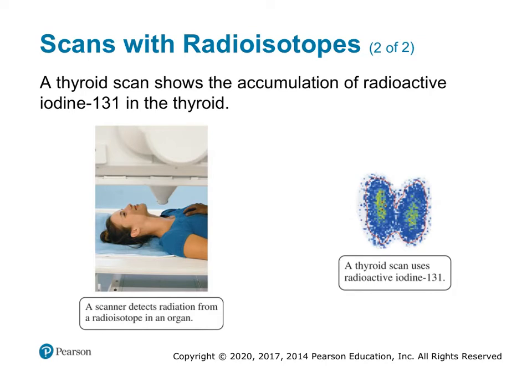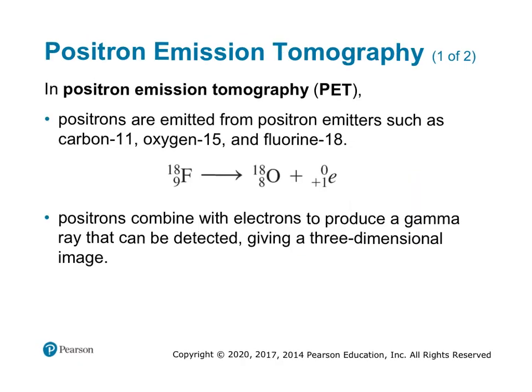Here's a scan of radioactive iodine-131, which accumulates in the thyroid. This scan is a picture of the thyroid showing the concentration of the radioactive iodine. For the remainder of the lesson, we're going to focus on scanning techniques, diagnostic techniques.